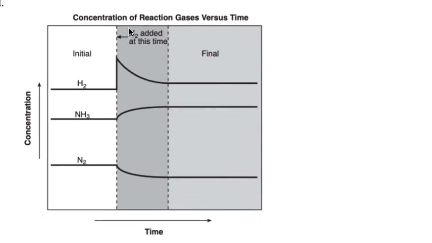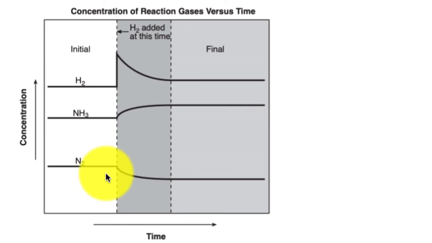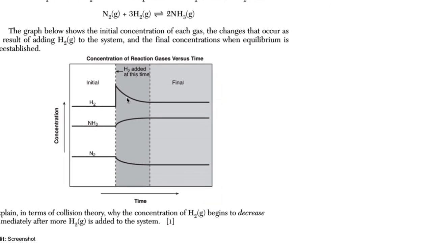So I can see there's a spot on the time graph where H2 is being added. I see this sharp increase where H2 has been added to the system, and that right after that happens, the amount of H2 decreases. Now this might seem strange to you. You added more H2, the amount of H2 increased, and then it decreased. But let's think about collision theory.